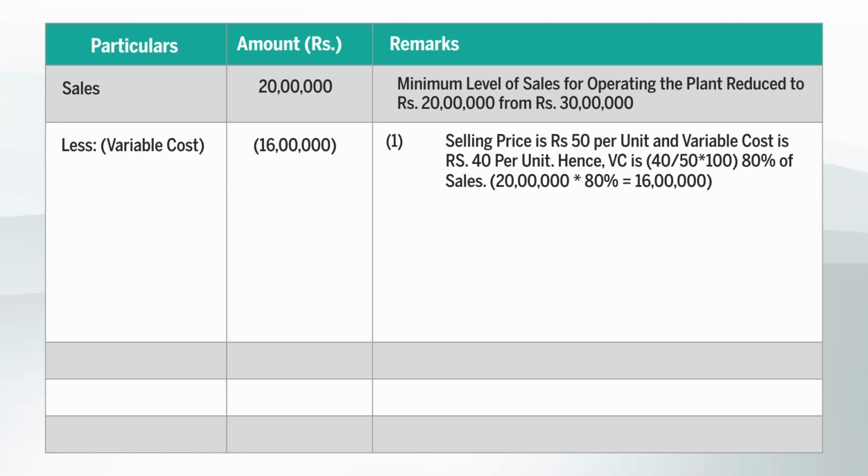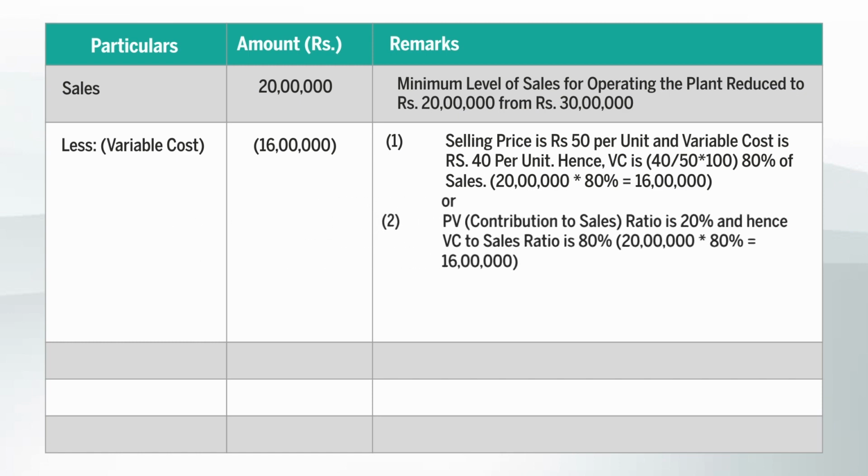We have to make a calculation for the variable cost, and we have three options for that. The very first option is, here we are given selling price of rupees 50 per unit and variable cost is rupees 40 per unit. So we can say that variable cost is 80% of sales. As you know, sales are rupees 20 lakhs. 80% of that will be 16 lakhs. In this way, variable cost is rupees 16 lakhs.